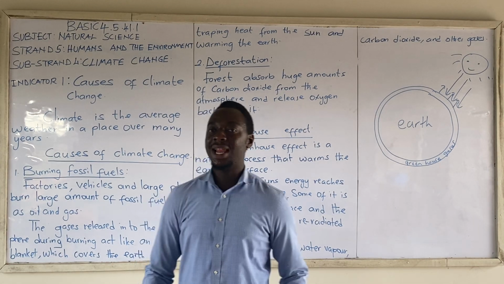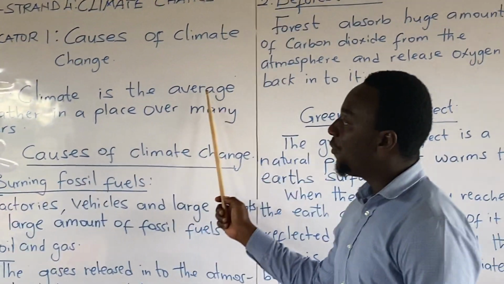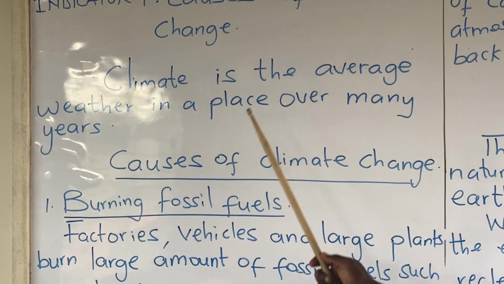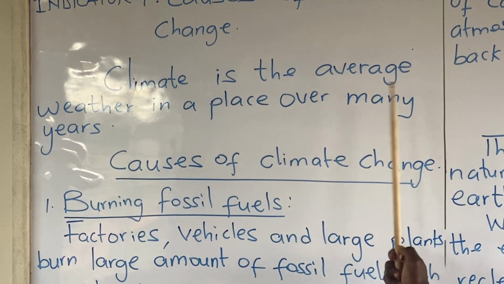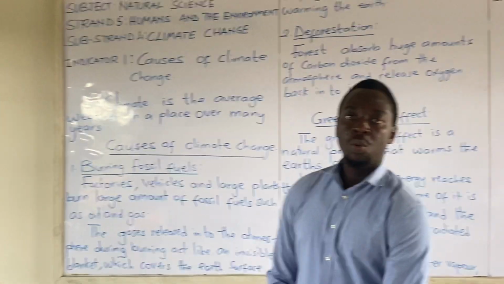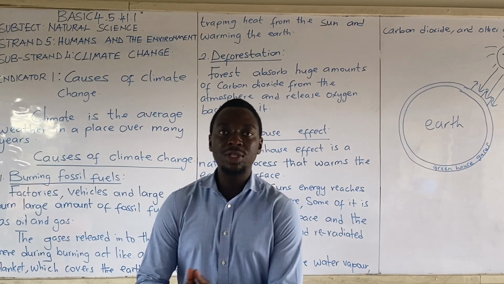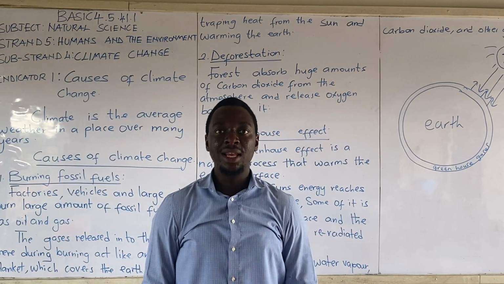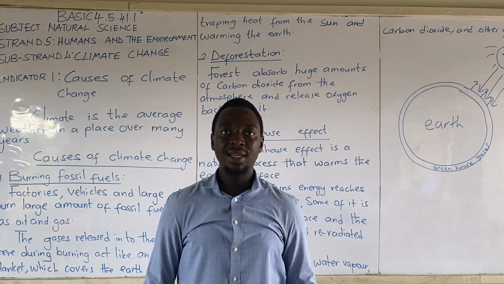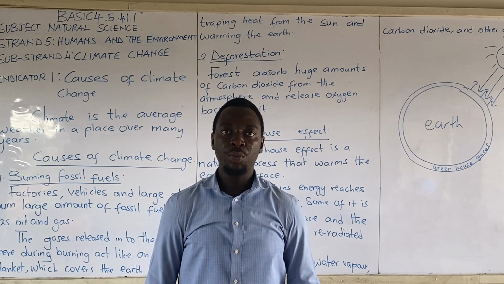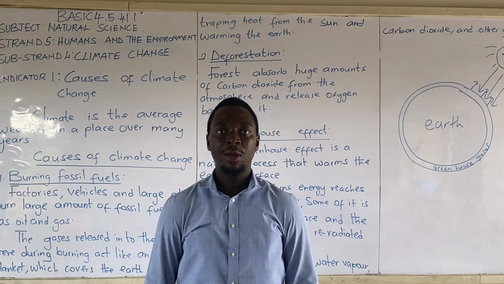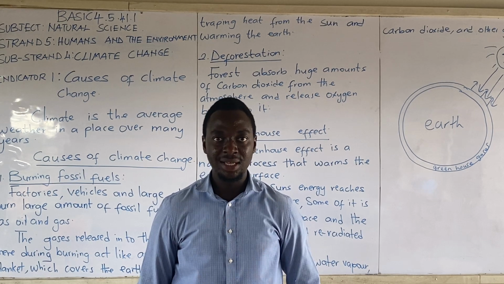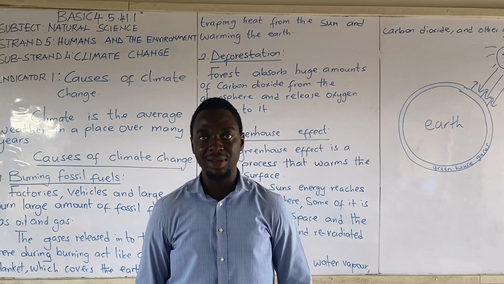The meaning of climate. Climate is the average weather in a place over many years. When we say weather, we mean the day-to-day and time-to-time condition of the atmosphere. That is the weather. The weather can be rainy, sunny, cloudy, dusty, windy, etc. But when one weather condition stays over many years, it is termed as climate. Let's look at some of the causes of this climate change.